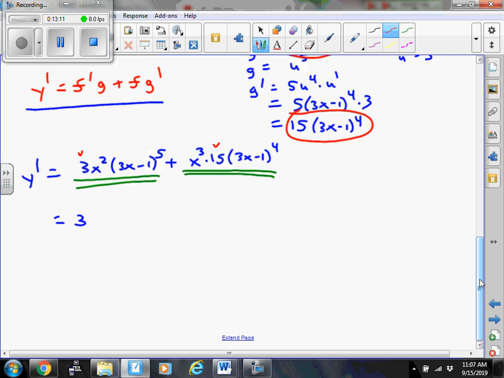Now I'm going to look at the next part or factor in each term. I have x squared and x cubed. So they have a common x squared. The next factor in each term is 3x minus 1. There's 5 of them there. There's 4 of them there, which means they have 4 in common.